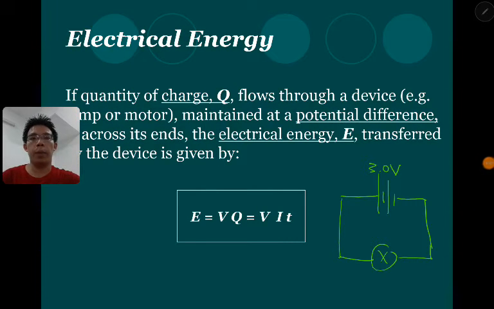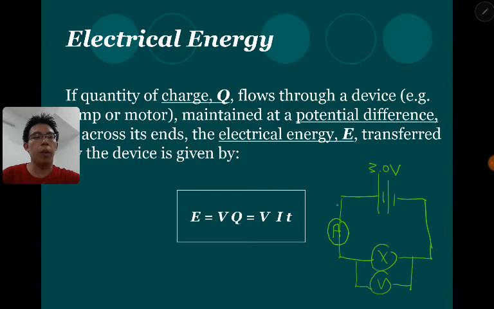Let's say we are doing an experiment to get the electrical energy converted or carried by this charge. For example, we have a circuit where the battery is 3 volt, and a lamp that gives out some light and also heat. We can connect a voltmeter across the lamp because we want to find the potential difference across it, and also connect an ammeter in series with the circuit.